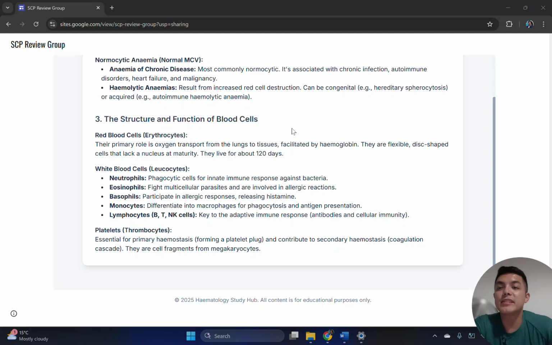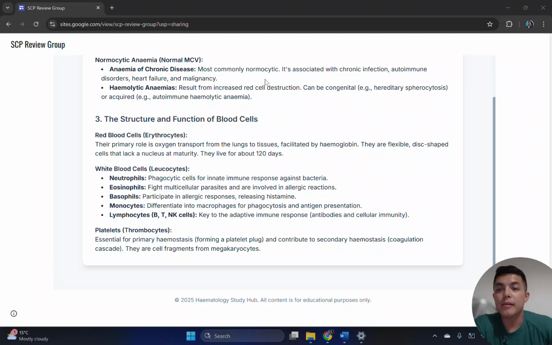Next is normocytic anemia. Now, this is with a normal MCV. So anemia of chronic disease is most commonly normocytic. It's associated with chronic infection, autoimmune disorders, heart failure, and malignancy.